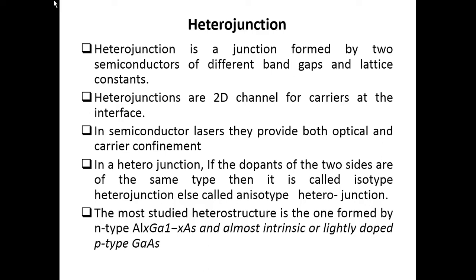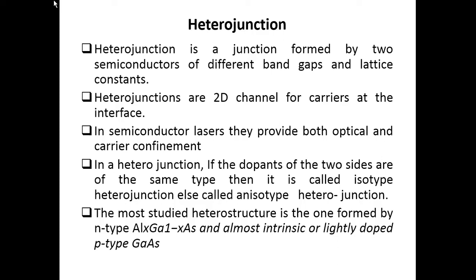So what is a heterojunction? A heterojunction is a junction formed by two semiconductors of different band gaps and lattice constants, as I have already told you. Heterojunctions are formed by two dissimilar semiconductor materials with different band gaps and lattice constants. Lattice constants are some of the dimensions of the crystal structure. We will discuss it later.